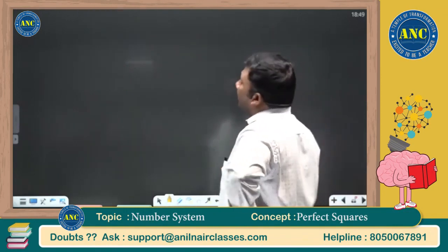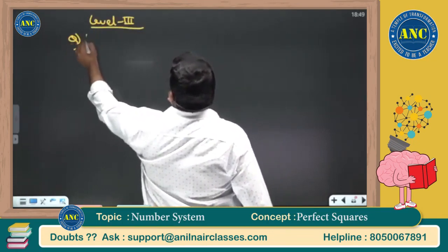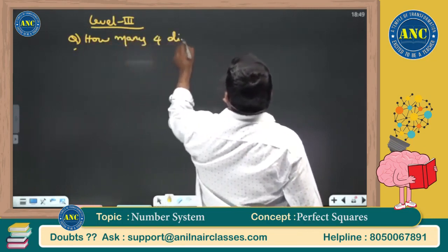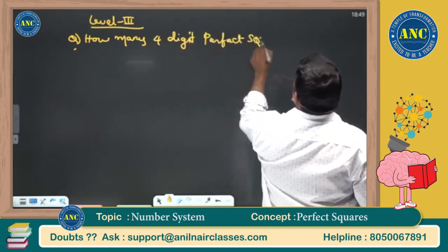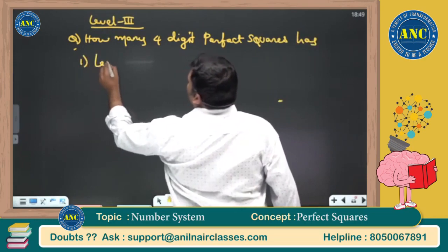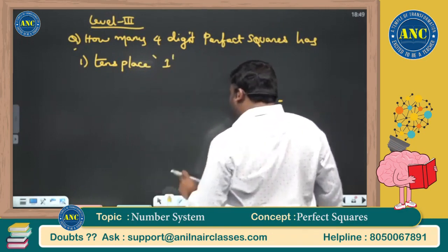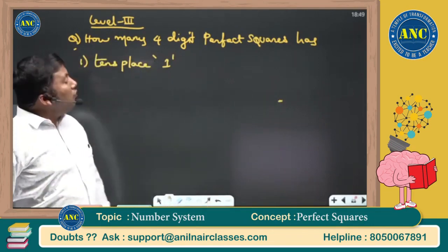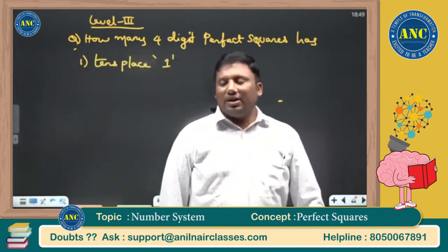Next one. Level 3. How many 4-digit perfect squares have the tens place 1? First question. Tens place 1. Beautiful question, sir. How many 4-digit perfect squares have a tens place 1?